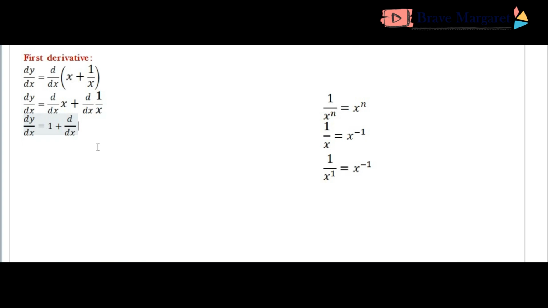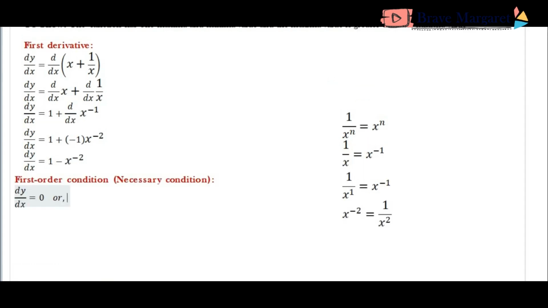Plus, by using the rules of exponent, 1 by x can also be written as x to the power minus 1. By applying the power function rule, the derivative with respect to x of x to the power minus 1 is equal to minus 1 times x to the power minus 2. Plus times minus equals minus x to the power minus 2. According to the first order condition for the existence of a maxima or minima value of a function, the first derivative should be equal to 0, or 1 minus x to the power minus 2 should be equal to 0.